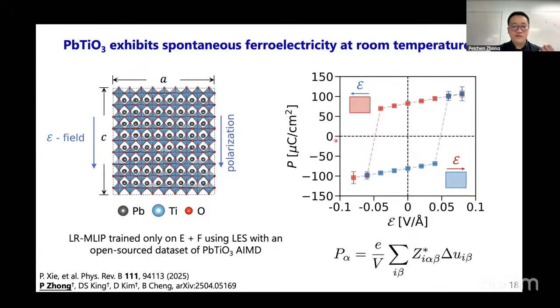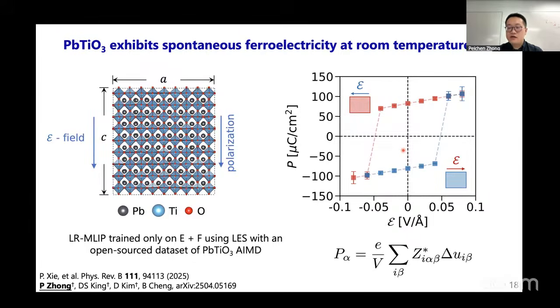For example, if you flip the electric field, you can basically flip the polarization into the reverse direction, and we simulate the whole hysteresis loop, the polarization as a function of the external field, and basically reproduce the nice hysteresis loop people observe in experiments. So this is an exciting moment, because the hysteresis loop is derived for the first time from a simulation based on only energy and interatomic force.